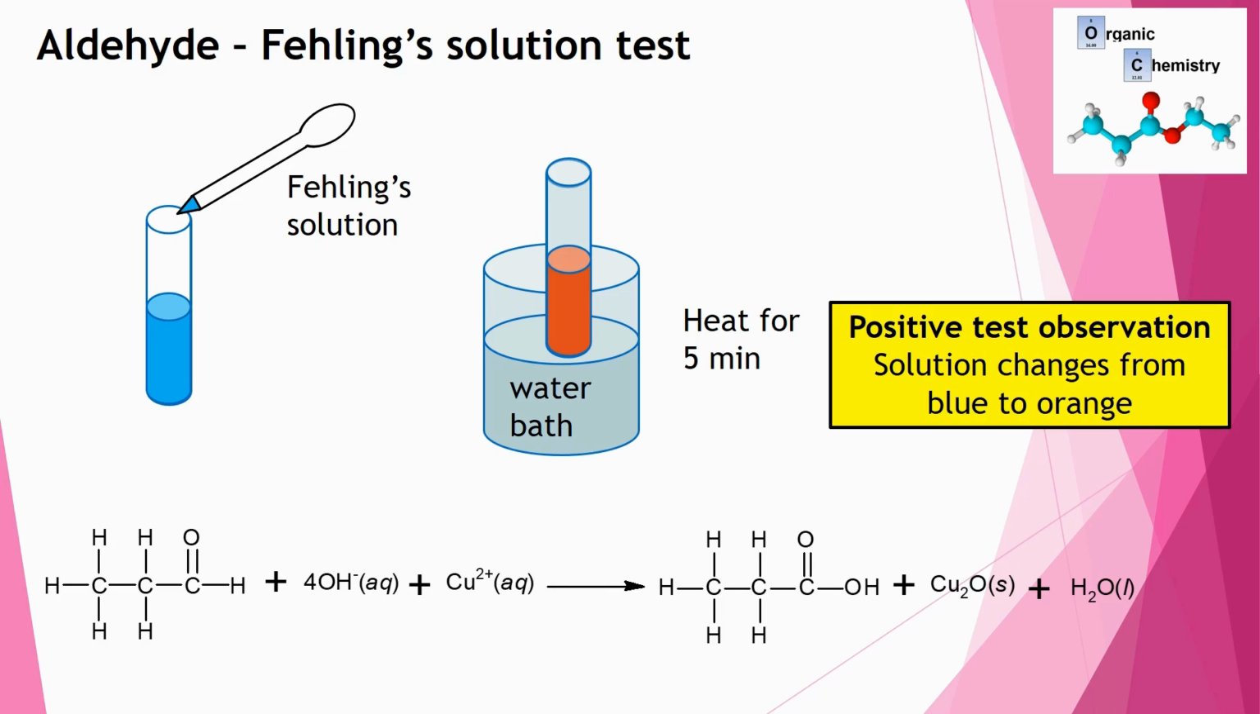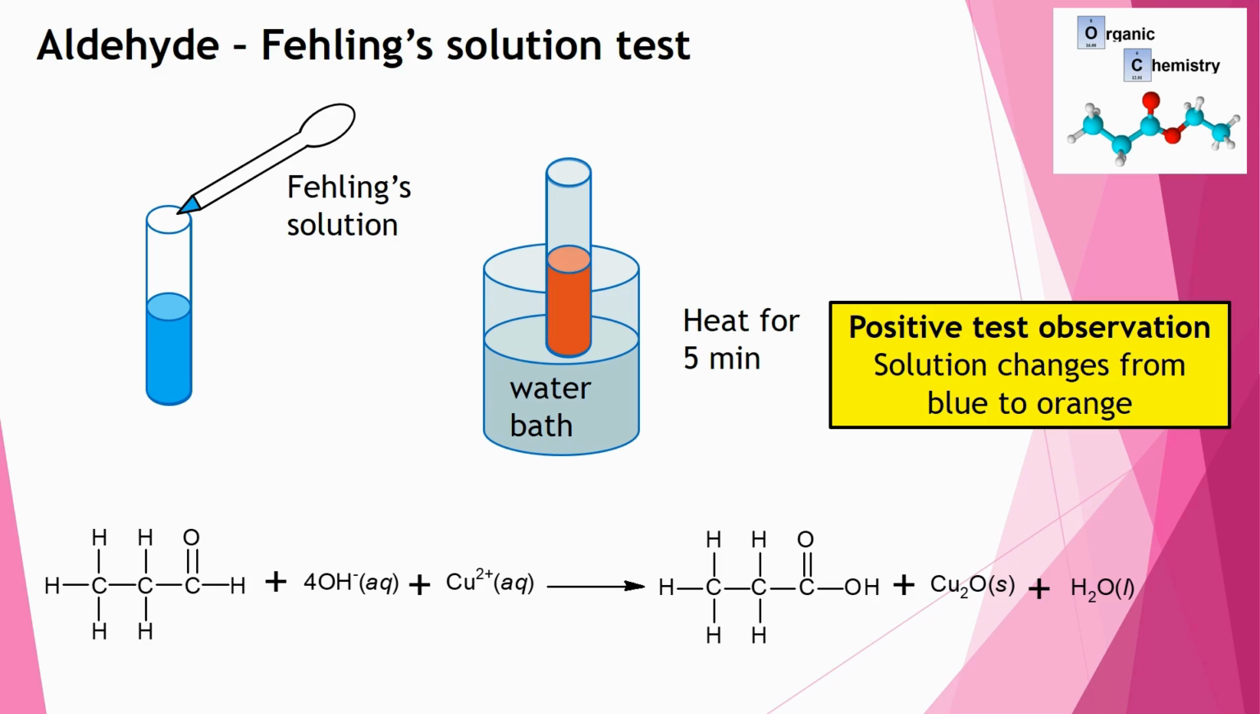What happens here is the aldehyde will be oxidized to a carboxylic acid. However, what's happening here is the copper 2 plus ions are turning to copper 1 plus ions, and this solid that's produced here is orange, and copper 2 plus ions in solution are blue. So as the copper 2 plus ions are removed, the blue color disappears, and as the copper 1 oxide is produced, the orange color appears. So that produces the positive result that we note.